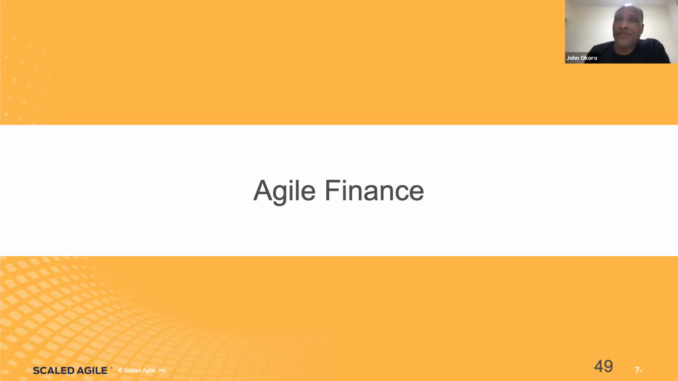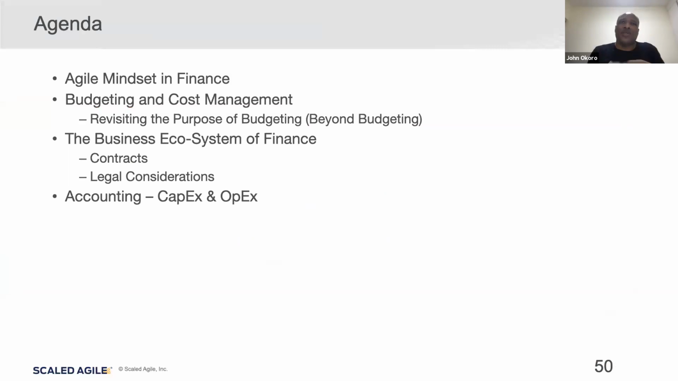Okay, so Agile Finance, let's go into that a little bit now. We're going to talk a little bit about mindset in budgeting, and we'll look at beyond budgeting, the business ecosystem of finance, and a little bit about accounting and CapEx, OpEx. This is a session we did for the business agility group. I think last year, did we do this? I don't remember now. Last year was such a time warp. Anyway, we did it a while ago.